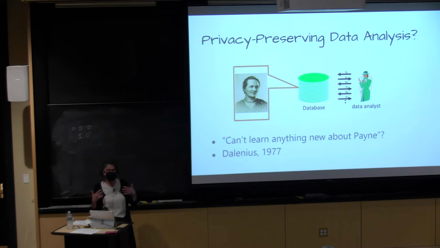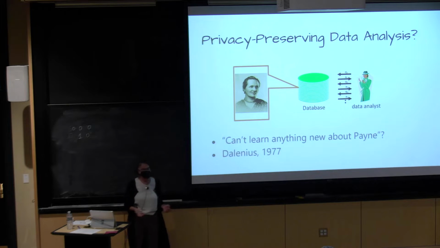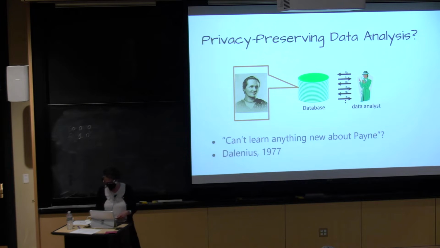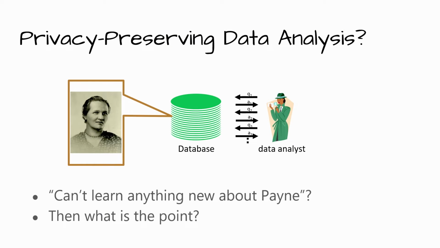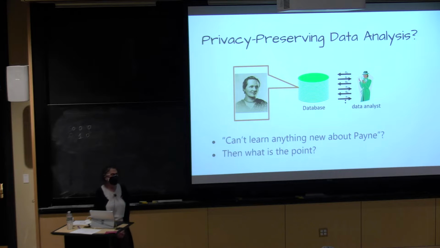How many people here are familiar with semantic security for a crypto system? Very similar, right? Seeing the ciphertext doesn't tell you anything you didn't already know about the plain text. The problem is, unlike in eavesdropping on communication, the whole point here is to actually learn something about your data set. If you can't learn anything about your data set, then what is the point of a statistical database?